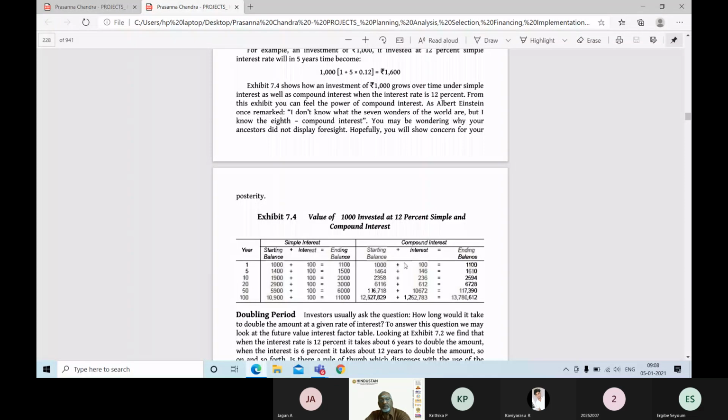And here, for compound interest, it is 1,000 plus 100, and the total amount at the end of the year is 1,100, and you calculate accordingly. At the end of each year, you accumulate it, and you calculate and add together. So likewise, for 100 years, the simple interest amount is 11,000, while the compound amount after 100 years is about 13 lakhs.